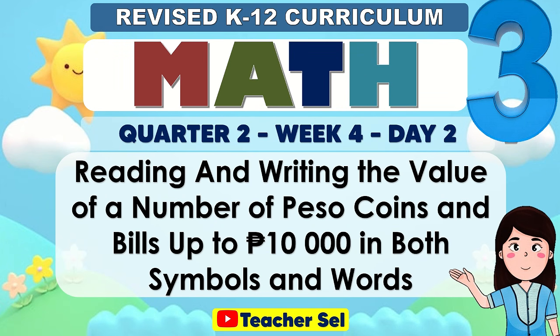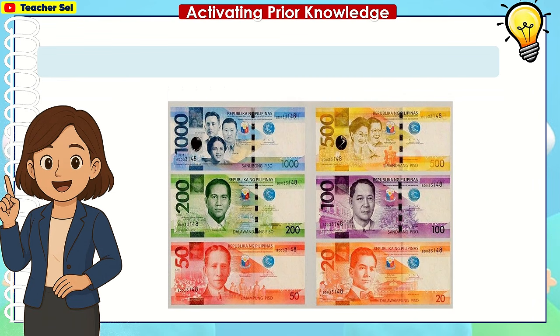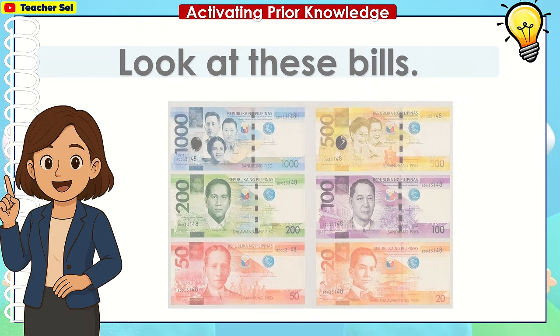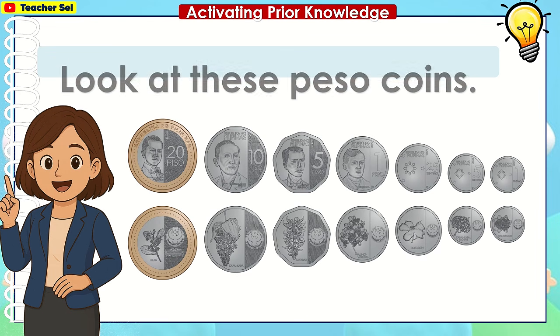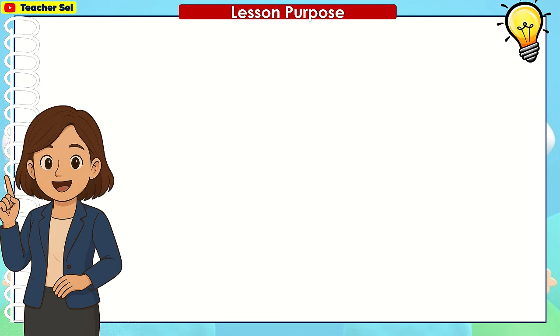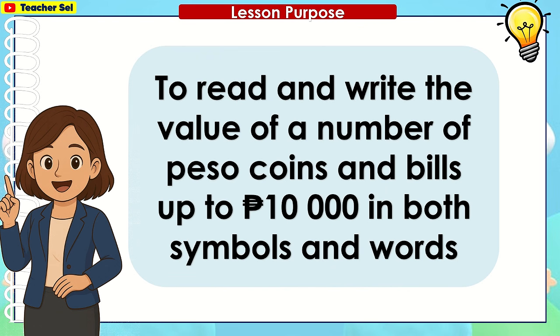For day 2, reading and writing the value of a number of peso coins and bills up to 10,000 pesos in both symbols and words. Look at these bills. Look at these peso coins. Our lesson purpose is to read and write the value of a number of peso coins and bills up to 10,000 pesos in both symbols and words.